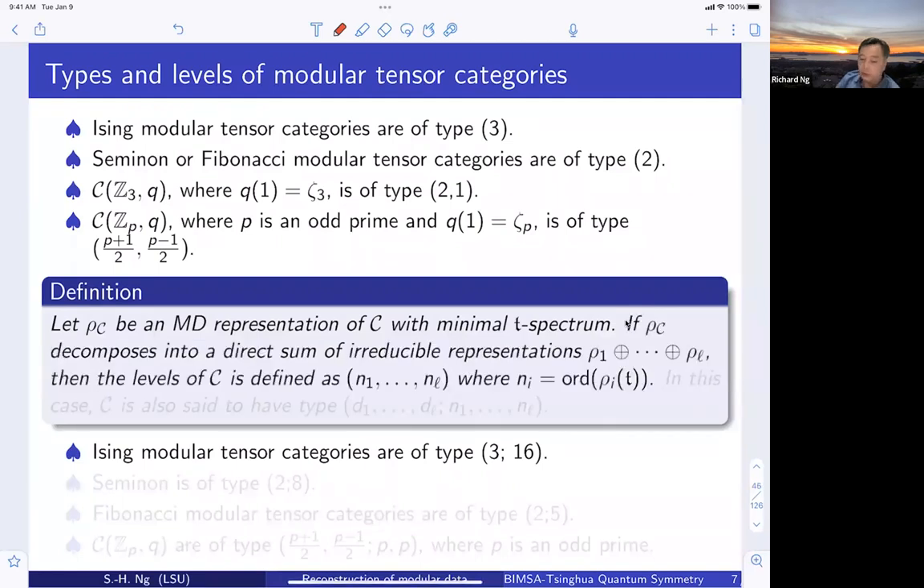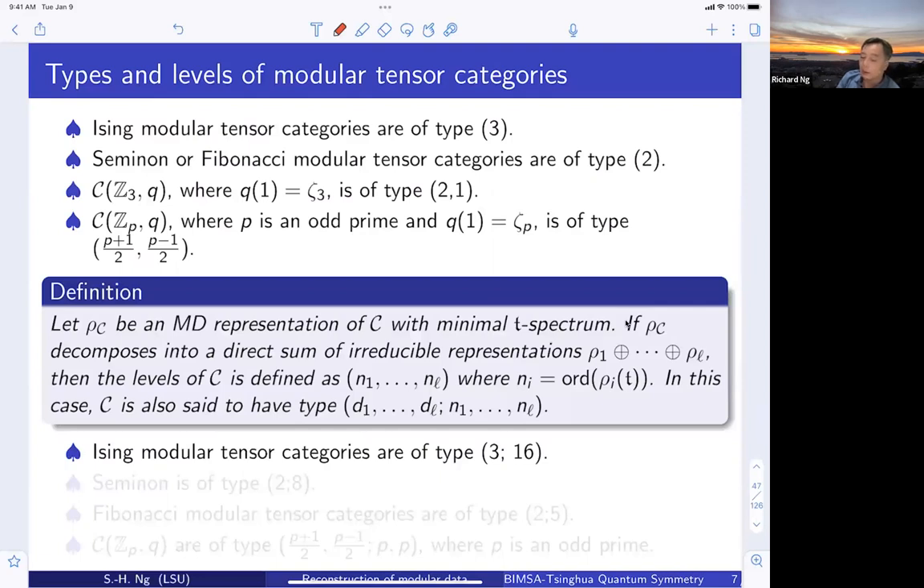And if rho C decomposes into a direct sum of irreducibles, let's say rho 1 up to rho L, then remember they are still representations of the finite modular group. They all have a level, so the levels are N1 up to NL. Remember we already defined the type D1 up to DL, so we just put them together. D1 up to DL are the dimension type, in decreasing order. Once you fix them, you can write down the corresponding levels: D1 for the level N1, D2 for the level N2.